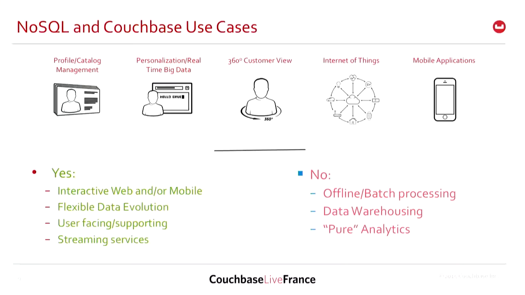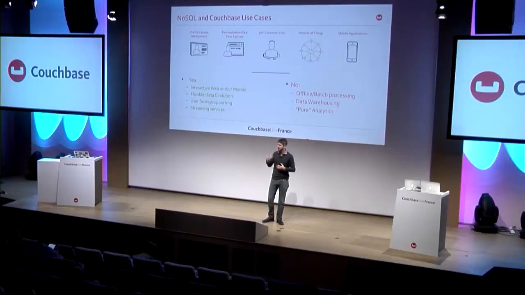And so when we start to talk about some of the specific use cases, many of which you've heard about today, talking about public profile and catalog management for streaming media, for user profile stores, looking at the personalization requirements like Criteo, providing personalized ads for their traffic. Looking at 360 customer views, bringing all of the data for a particular customer together into one place. IoT and mobile, obviously, are good fits here.